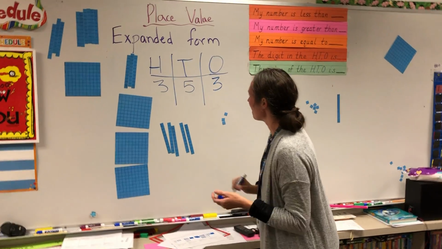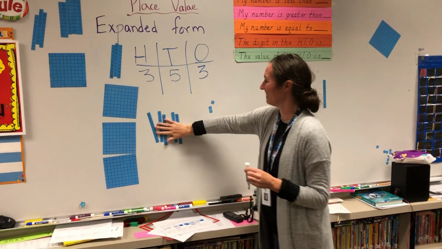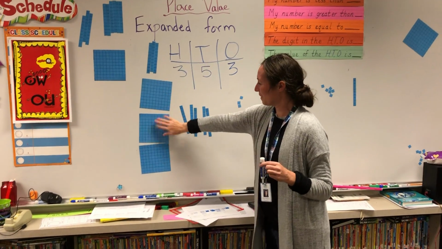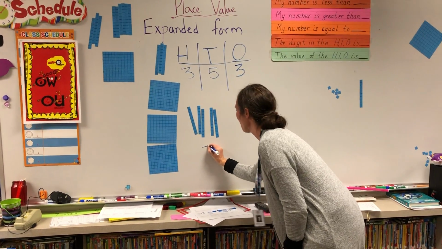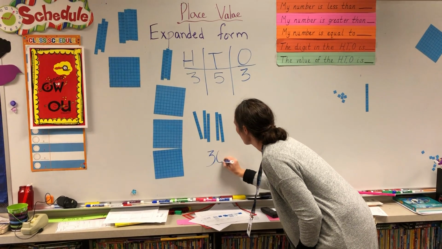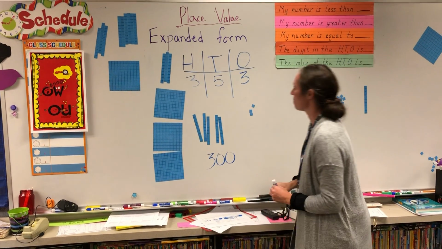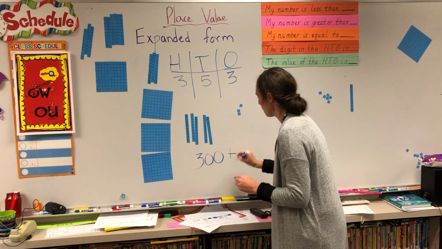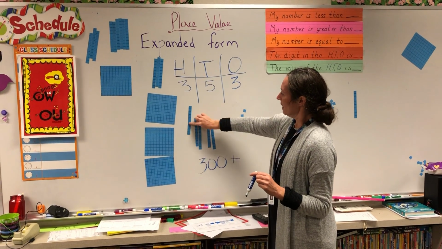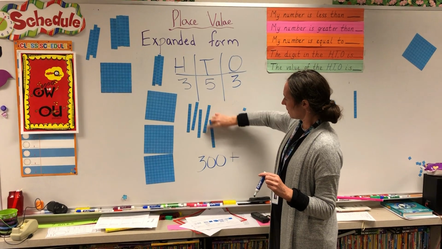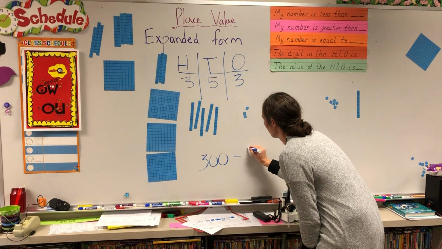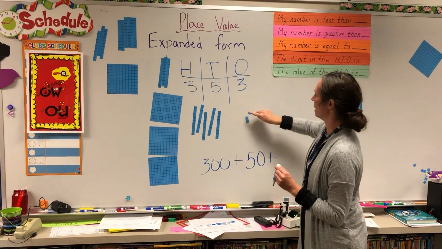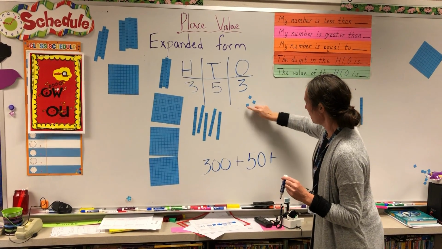All right, let's try that again. So I have 300. That is my value of my hundreds. Now I'm double checking up here. I keep looking back up there to make sure. All right, and then, so here's my expanded form. I've got 10, 20, 30, 40, 50. 50, and then I have my 1, 2, 3 ones.